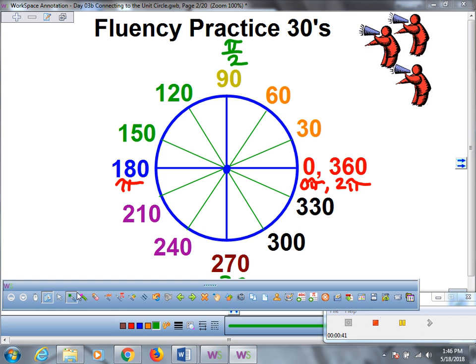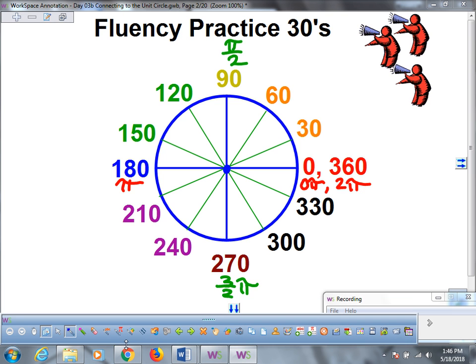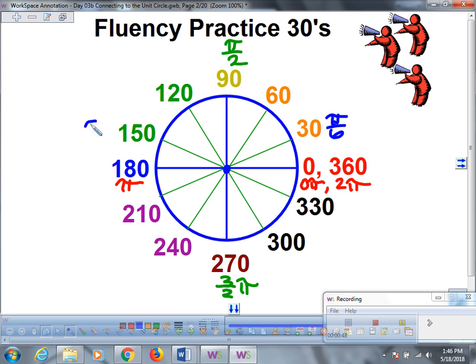I'm going to do my bow ties next. My bow ties are pi over 6, 5 pi over 6, 7 pi over 6, and 11 pi over 6.